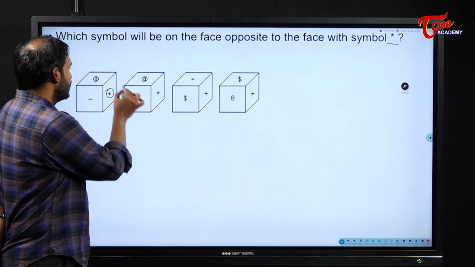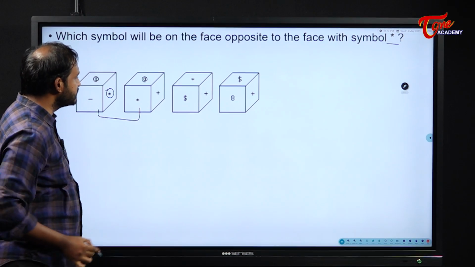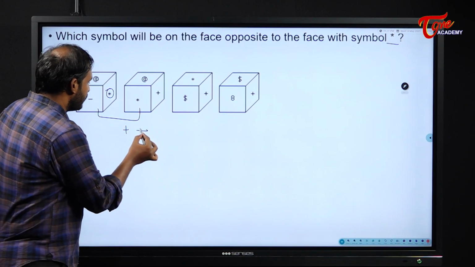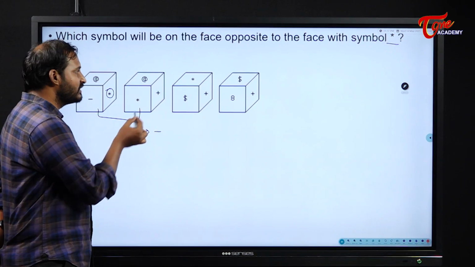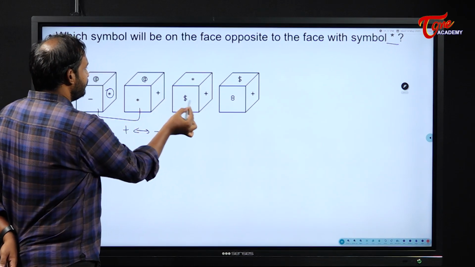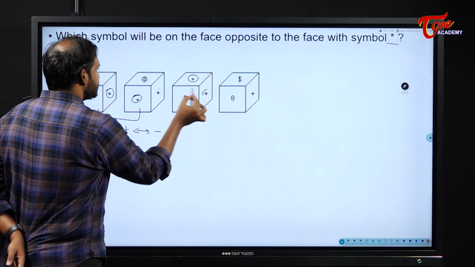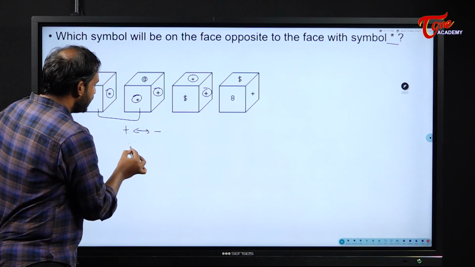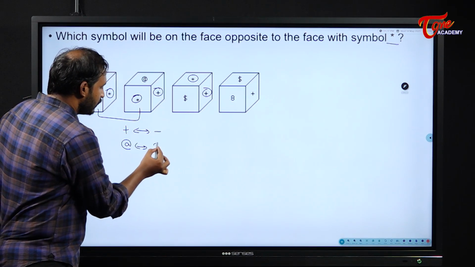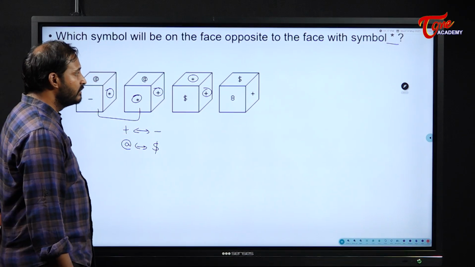See here, students, from these two projections, I can say plus is opposite to minus, but I cannot say what is opposite to star. From these two projections, if you observe carefully, star and plus, what will be opposite to dollar? At the rate will be opposite to dollar. But our question is based on star.